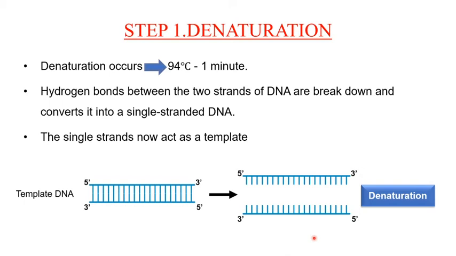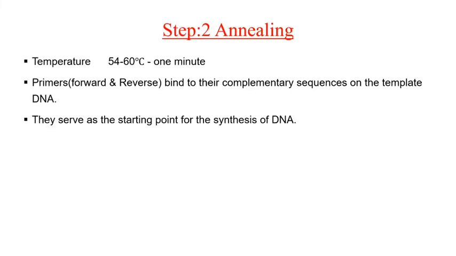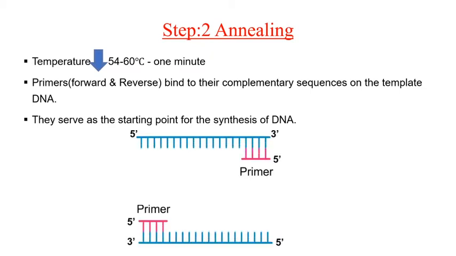It is important that temperature is maintained at this stage for long enough to ensure that DNA strands have separated completely, and the denaturation step results in two single-stranded DNA which will act as templates for the production of new strands of DNA. The next important step in the PCR technique is annealing. During this step, the temperature is lowered to 54 to 60 degrees for about 1 minute.